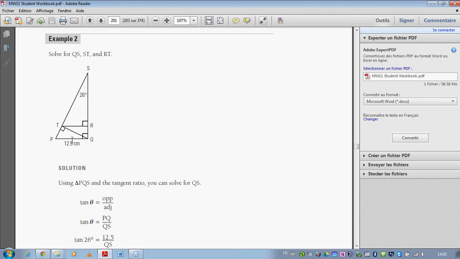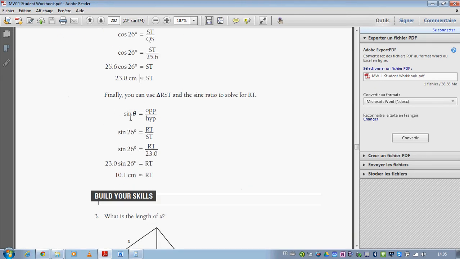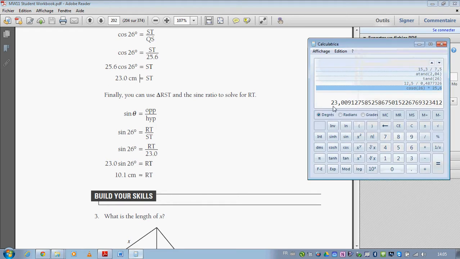So we are going to be using opposite and hypotenuse, and that's the sine ratio. So sine of 26 is equal to this opposite side divided by 23. And that's what they do. The sine ratio is equal to opposite divided by hypotenuse. This is the opposite side that we're trying to figure out, divided by the hypotenuse, which is 23. So pulling out my calculator, I'm going to figure out what sine of 26 is first.